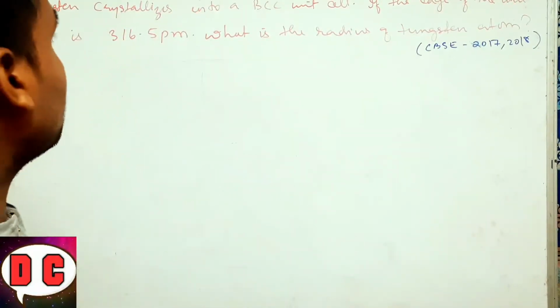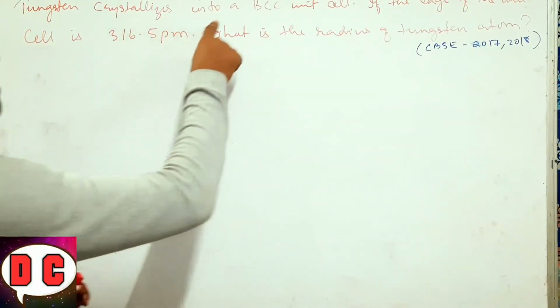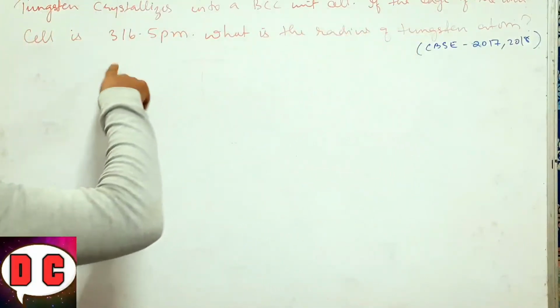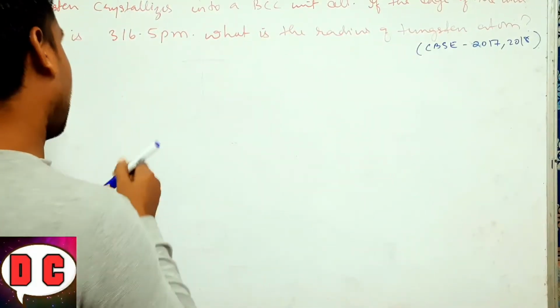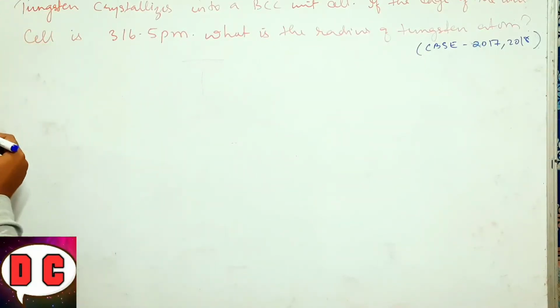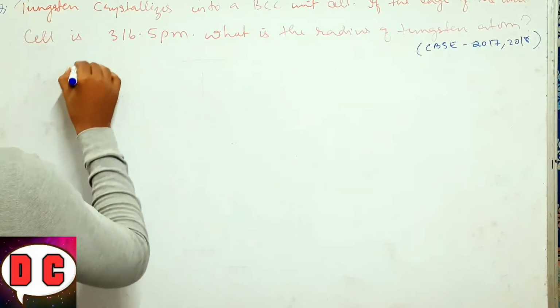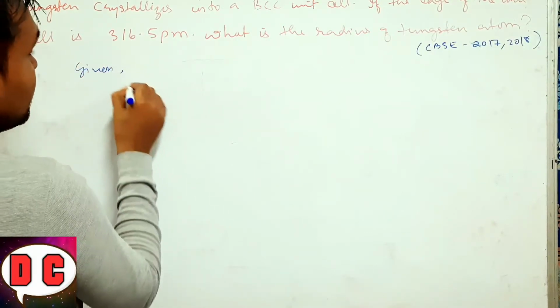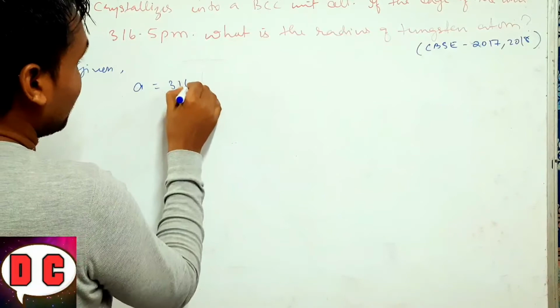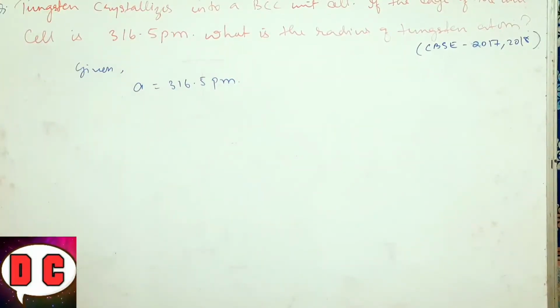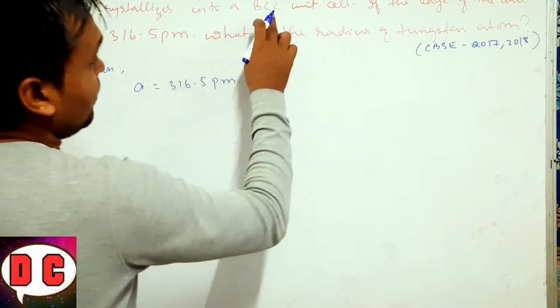So tungsten crystallizes into BCC unit cells, if the edge of the unit cell is 316.5. What are the things they have given here? The edge is given. So A equals 316.5 picometer. Got it? So this is given. Next they have given what? BCC.